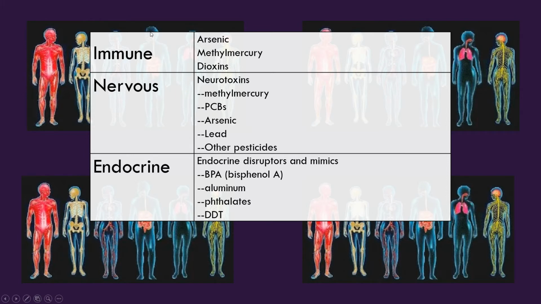So the things that affect the immune system: arsenic, methylmercury, and dioxins. A lot of the stuff we've talked about is going to repeat on other sides of things. For your nervous system, we have neurotoxins. Methylmercury is a big one, PCBs, arsenic, lead, and other pesticides. Endocrine disruptors mess up your hormones. BPA is found in your disposable water bottles. It's also found in those heat-sensitive receipts, which is like every receipt out there. If you notice, some places people will have gloves on, so they're not touching the receipts. Aluminum, phthalates, and DDT are all endocrine disruptors.